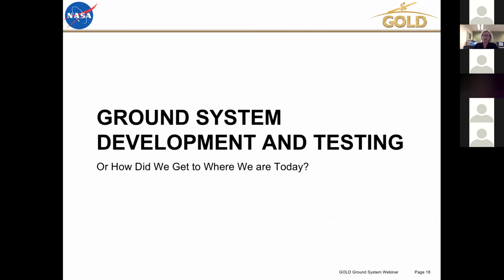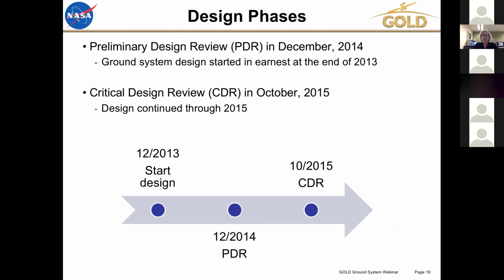So now we're going to talk about the ground system development and testing, to basically describe how we got to where we are today. The actual design work began in December of 2013 when we began our preliminary design. That took us about 1 year, where in December of 2014 we had a preliminary design review, or PDR. At that point in time, external reviewers were able to listen to our design of both the GOLD ground system as well as the GOLD instrument itself.